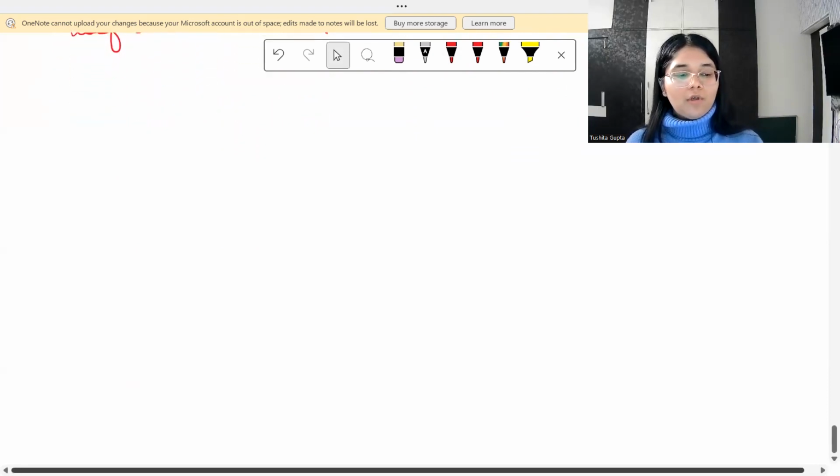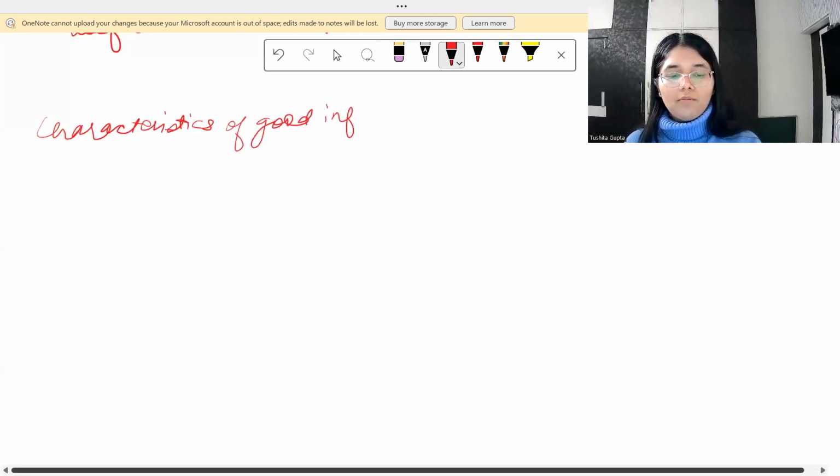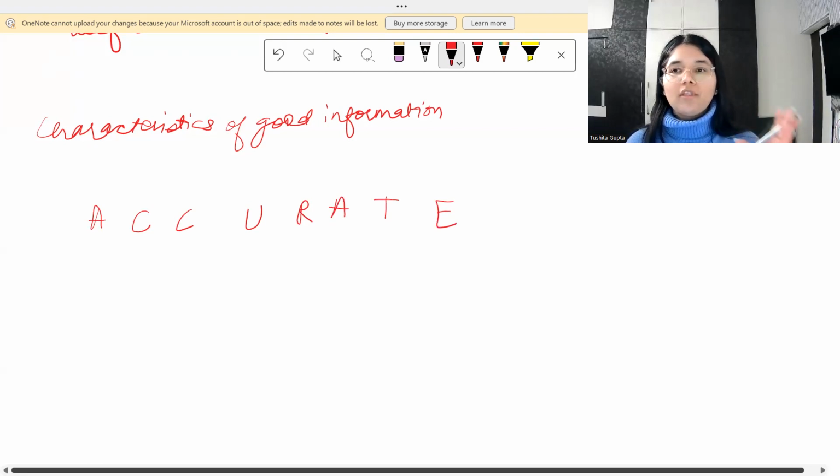Now let's also talk about what are the characteristics of good information. I can probably have some information which you have given to me, but it's not very useful to me. So what are the characteristics of information which will make the information useful, or get some value out of that information? Whenever you have to remember the characteristics of good information, there's an acronym that we use, which is ACCURATE. This acronym will help you to remember the features or the characteristics of good information.